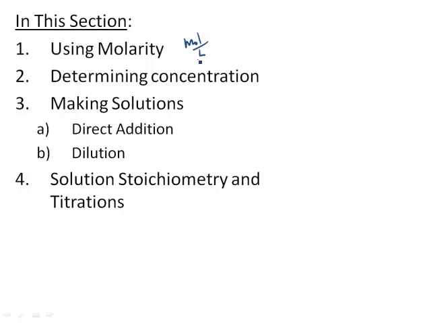We're going to show how to determine the concentration of a particular solution, if you know what it's made of. Then we'll show how you make up solutions of a particular concentration that you want, and there are two methods for that, direct addition and dilution. And then we'll look at solution stoichiometry. In particular, we'll look at titrations.